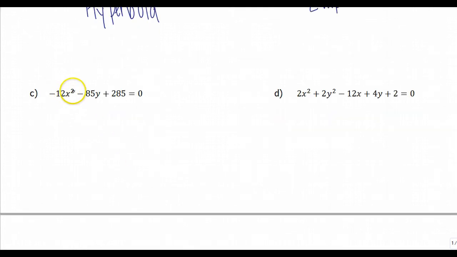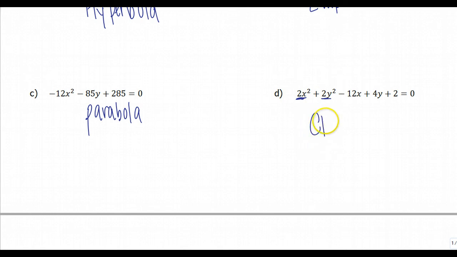Part C, x is squared, but y is not. So that means one squared term. So that has to be a parabola. And part D, I've got x and y squared with the same coefficient. And same coefficient means circle. So those are pretty easy, and you should be able to do those when we get to class next time we meet.